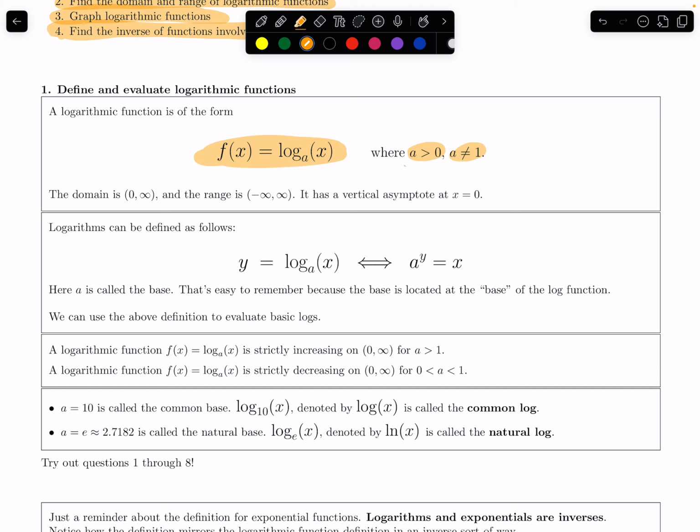Oh, I didn't talk about why a couldn't be 1 yet. Why can't a be 1? Well, if a was 1, if I raise a to any power, no matter what power I raise it to, it's always going to give me 1, right? 1 to any power is just going to be 1.